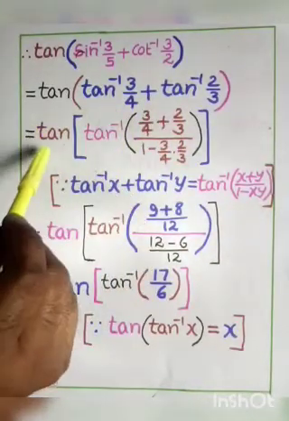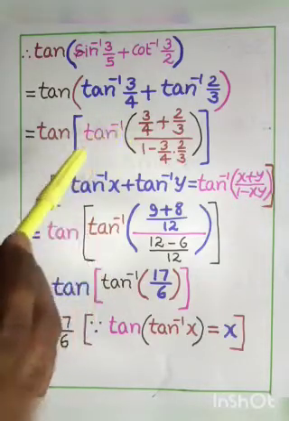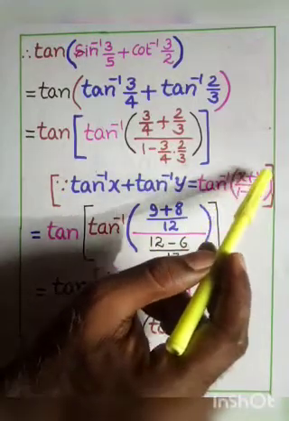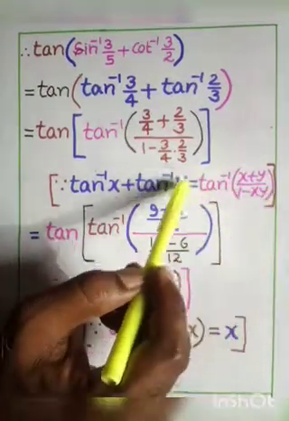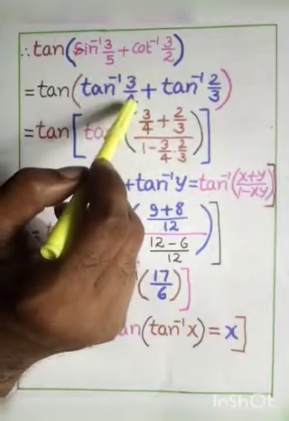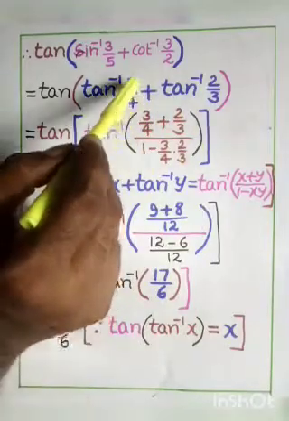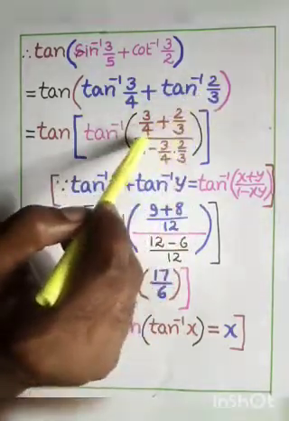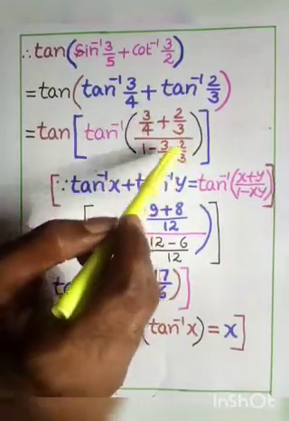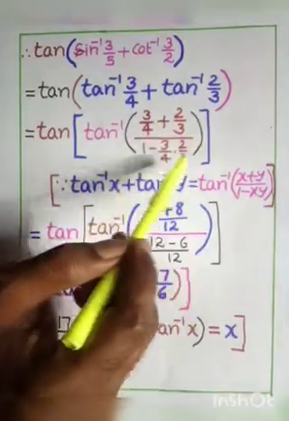Yes, that is equal to tan of, we are using that formula. What is the formula for tan inverse x plus tan inverse y? Tan inverse of x plus y by 1 minus xy. Now we are using this formula in these brackets. So x means here 3 by 4 and y means 2 by 3. So tan inverse of 3 by 4 plus 2 by 3 whole divided by 1 minus 3 by 4 into 2 by 3. Now we simplify these numbers. Understood this step, my dear children?